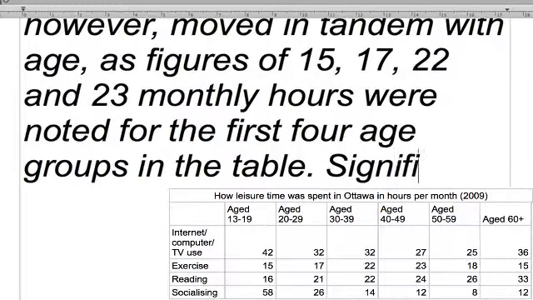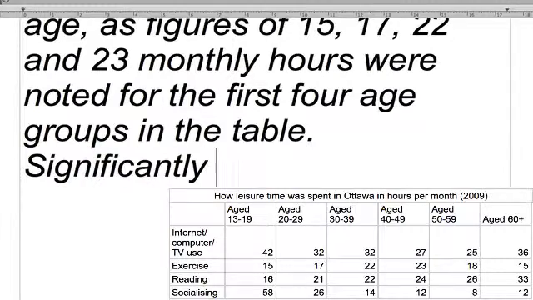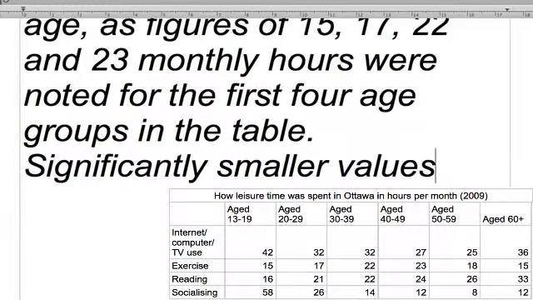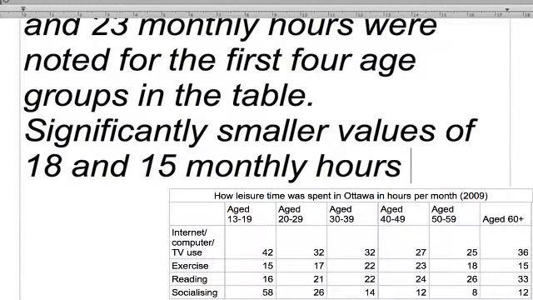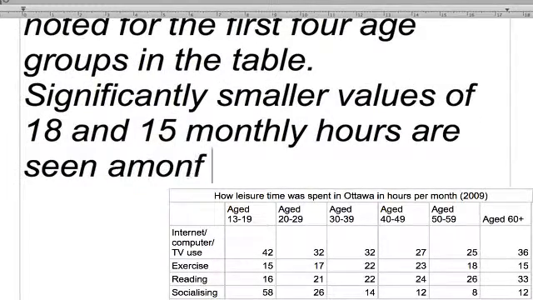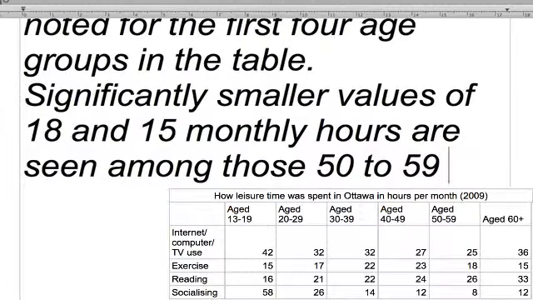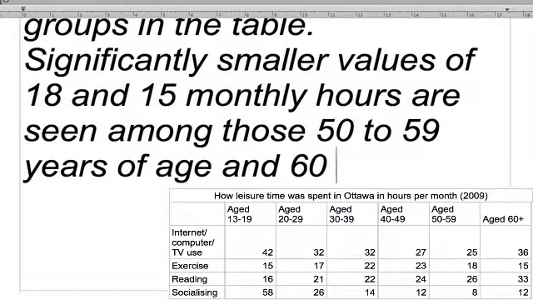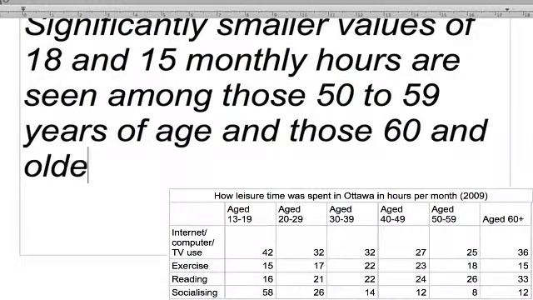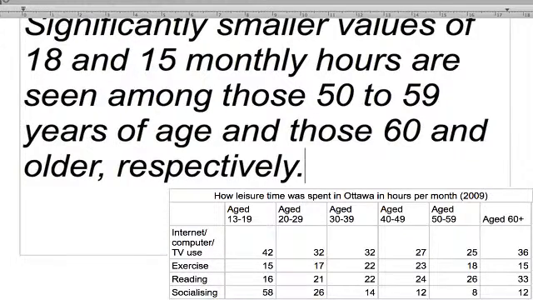Okay, and then we might point out that the remaining values are significantly smaller. So, what are those values? 18 and 15. So significantly smaller values of 18 and 15 monthly hours are seen among those 50 to 59 years of age and those 60 and older, respectively.